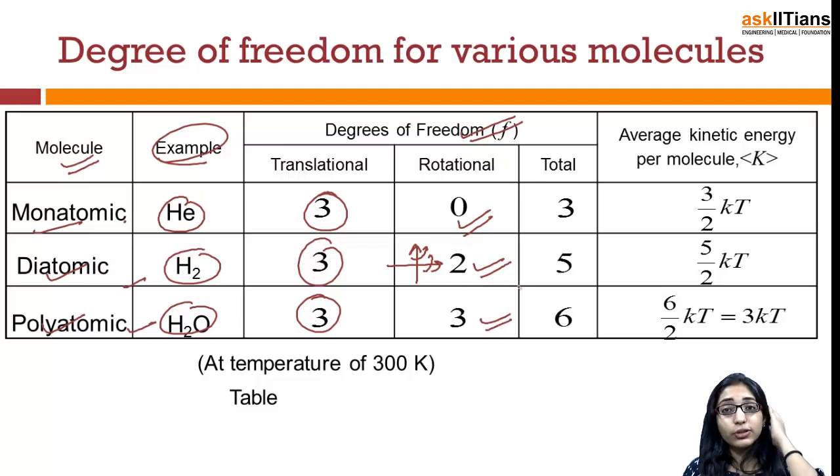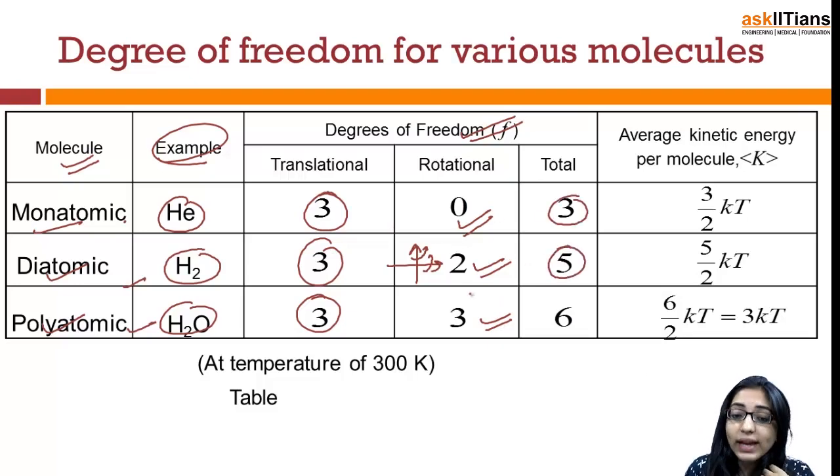Now if I ask you to do the totality, 3 plus 0 is going to give you 3, 3 plus 2 is going to give you 5, and 3 plus 3 is going to give you 6.